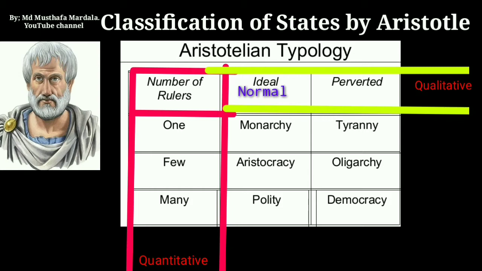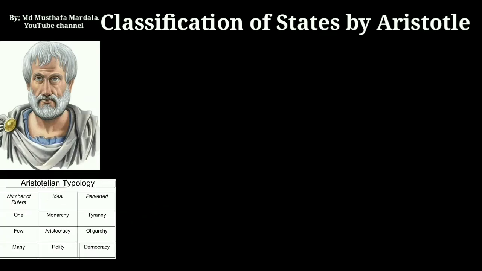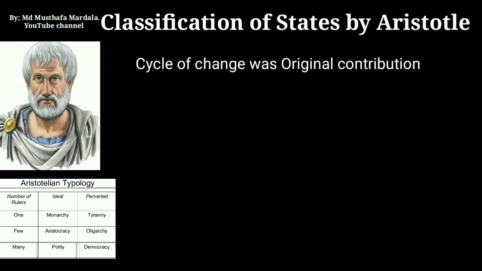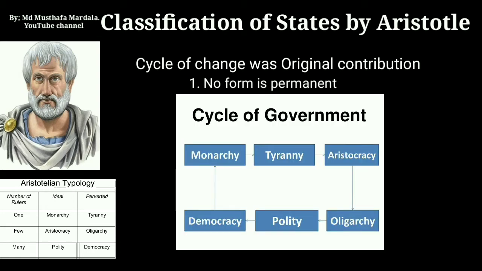Even the idea of classification was borrowed from his master, that is Plato. He added the cycle of change, which is his original contribution. Under his cycle of change, no form of government is permanent. One form changes, yielding place to another. For example, monarchy is replaced by tyranny or vice versa. It is also possible that monarchy is replaced by aristocracy or democracy or vice versa.